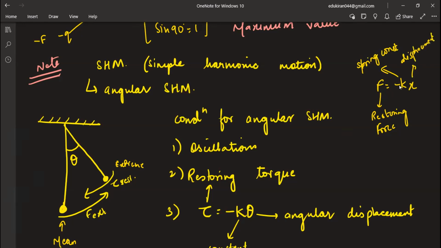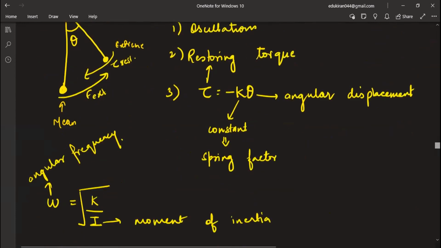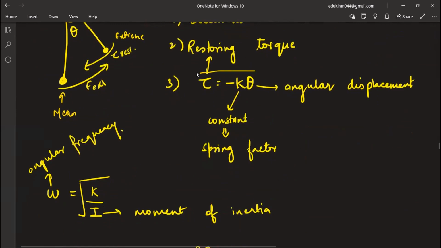Exactly its rotational analog is written as: force becomes torque. The spring constant remains the same here, but linear displacement becomes angular displacement, that is the angle swept by the pendulum or whatever device you are taking. So if you are able to satisfy this condition, torque is equal to minus k theta, where k's value can be anything, then you can prove that your system is in SHM. If you see that torque is equal to minus something which is not equal to minus k theta, then you can directly conclude that the system is not in SHM.